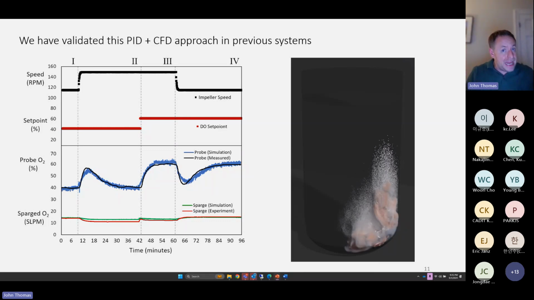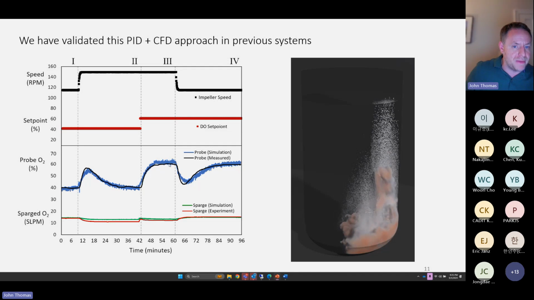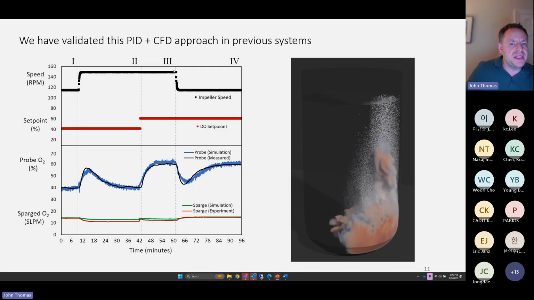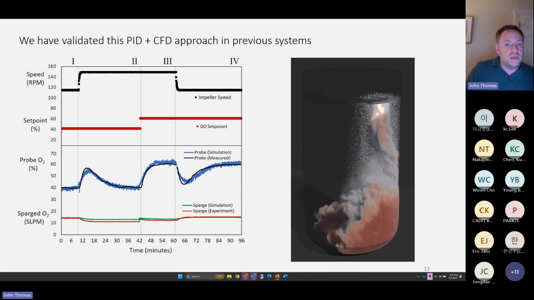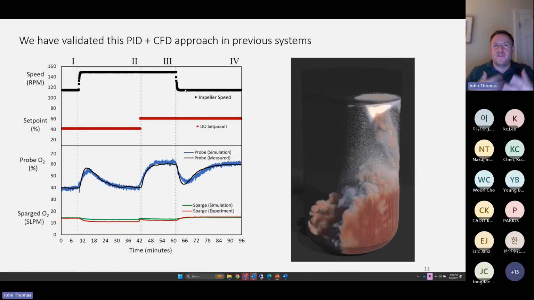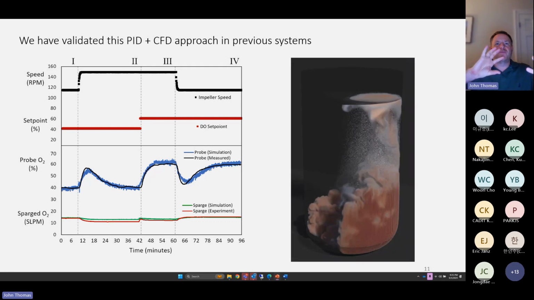This is valuable data for the process design engineers, so they can understand what the recovery times might be for excursions. One last test, they dropped the impeller speed back down to 115, keeping the set point at 60%. What did the system do? Well, immediately, because the impeller speed went down, it wasn't getting enough mass transfer. There wasn't enough bubble breakup.